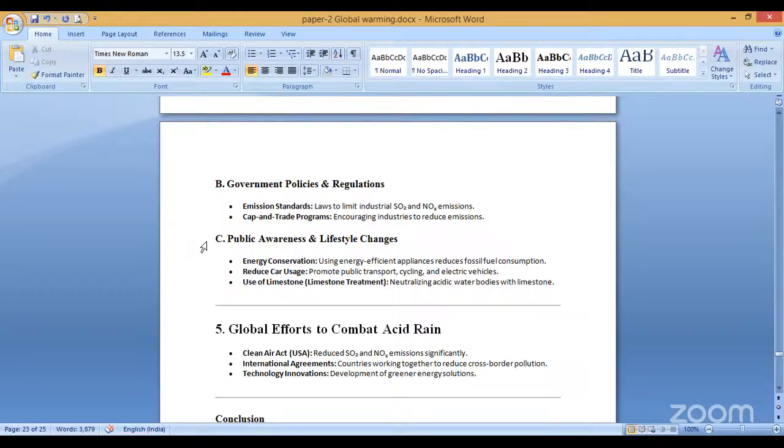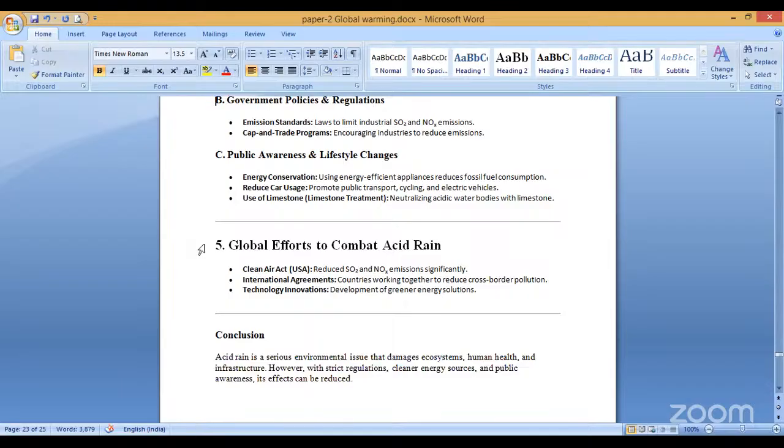And the next one is, what are the global effects? What are the global effects of acid rain? The Clean Air Act in the USA reduced sulfur and nitrogen emissions significantly. International agreements: countries working together to reduce cross-border pollution. Technology innovations: development of green energy solutions.